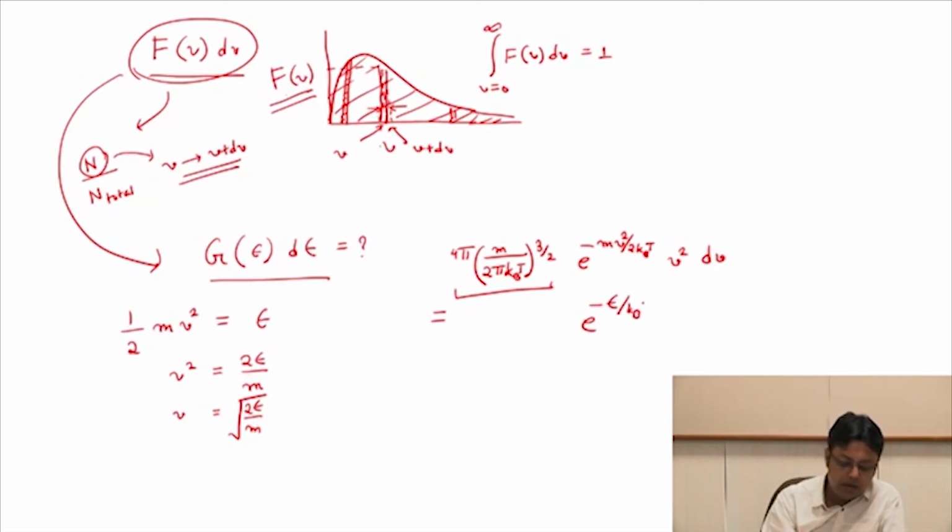By the way, when I write epsilon and call it energy, it means that it is always translational kinetic energy, because it's a Maxwell-Boltzmann distribution of molecular speed, so it's a translational motion that we are talking about. Then instead of v square, we can directly write twice epsilon by m. And for dv, we can write it by just taking the differential on both sides. So it is square root of 2 by m into d of epsilon to the power half.